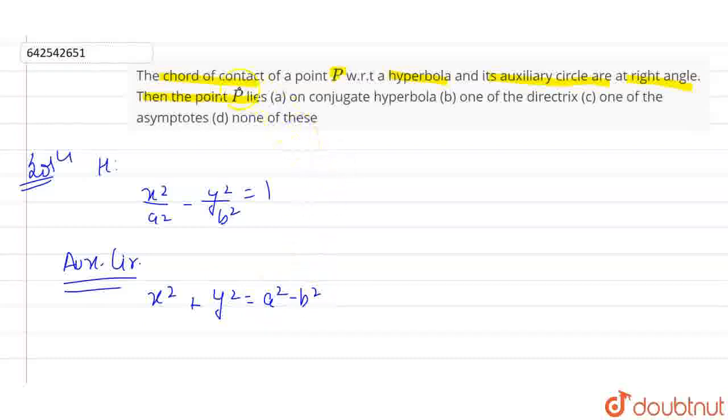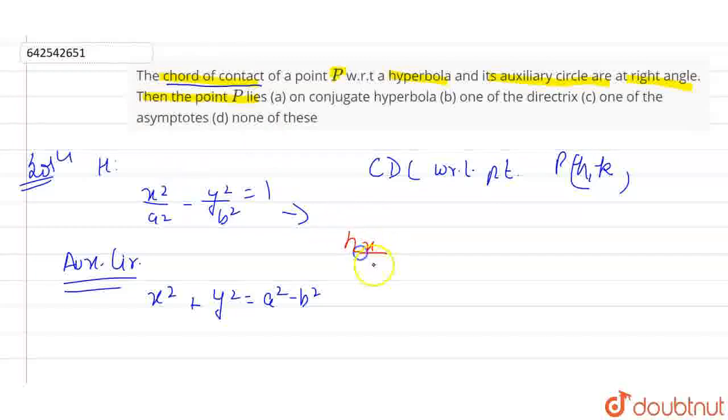Now what I have to do? What's given to us in the question is the chord of contact of point P. So I'll write chord of contact at point P. Suppose the point we have here is (h, k). When the chord of contact of point P with respect to the hyperbola and its auxiliary circle are at right angle, the chord of contact from the hyperbola equation will become hx by a square minus ky by b square equals 1.